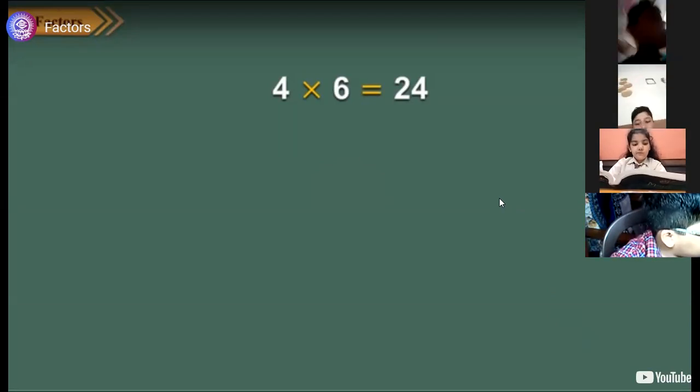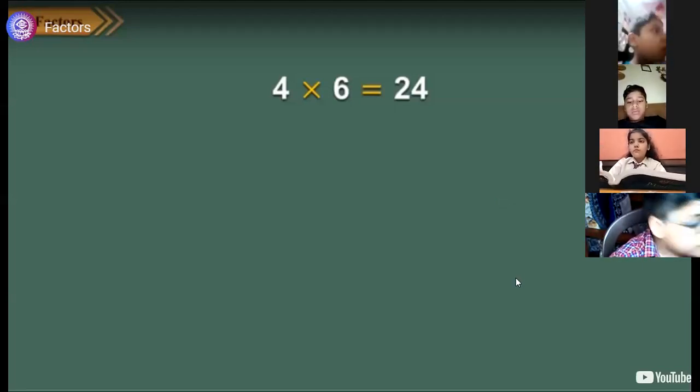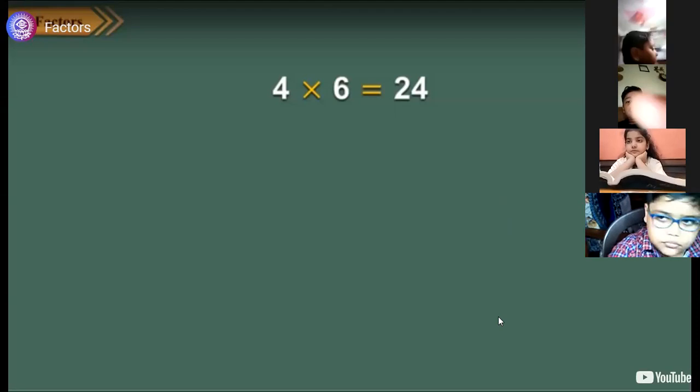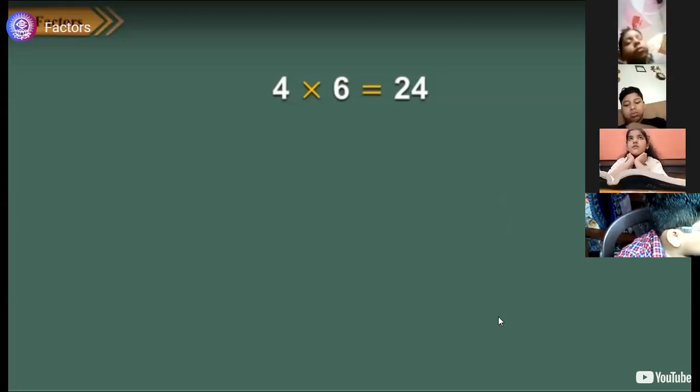The numbers which you are multiplying. Can you tell me which are the numbers here? Yes, ma'am, 6 and 4. We are multiplying two numbers here. The first one is 4 and the second one is 6. So the numbers which we are going to multiply can be termed as factors.